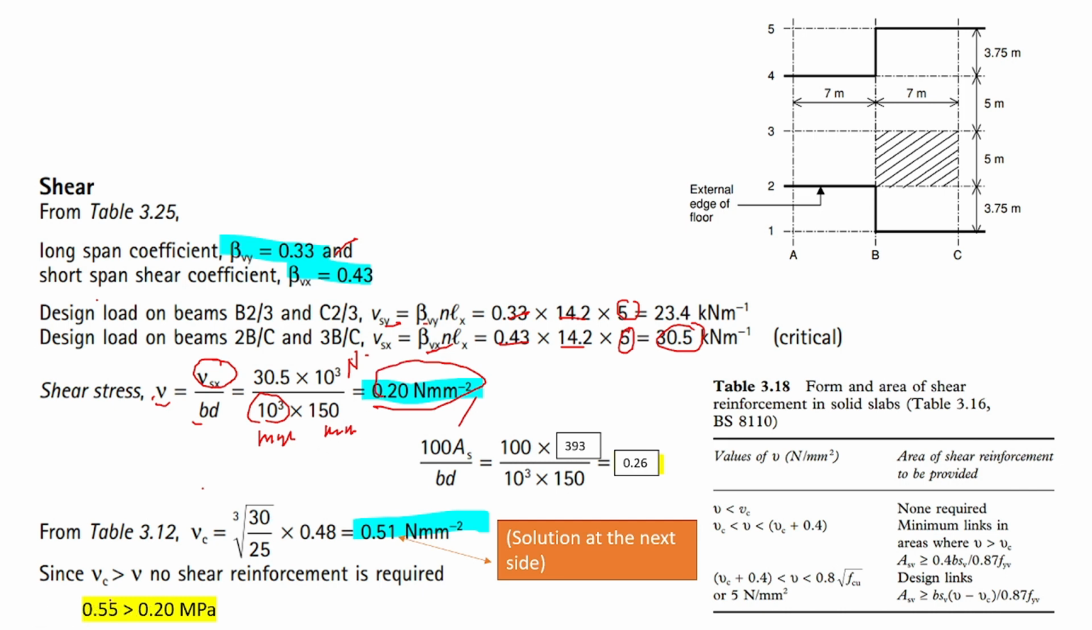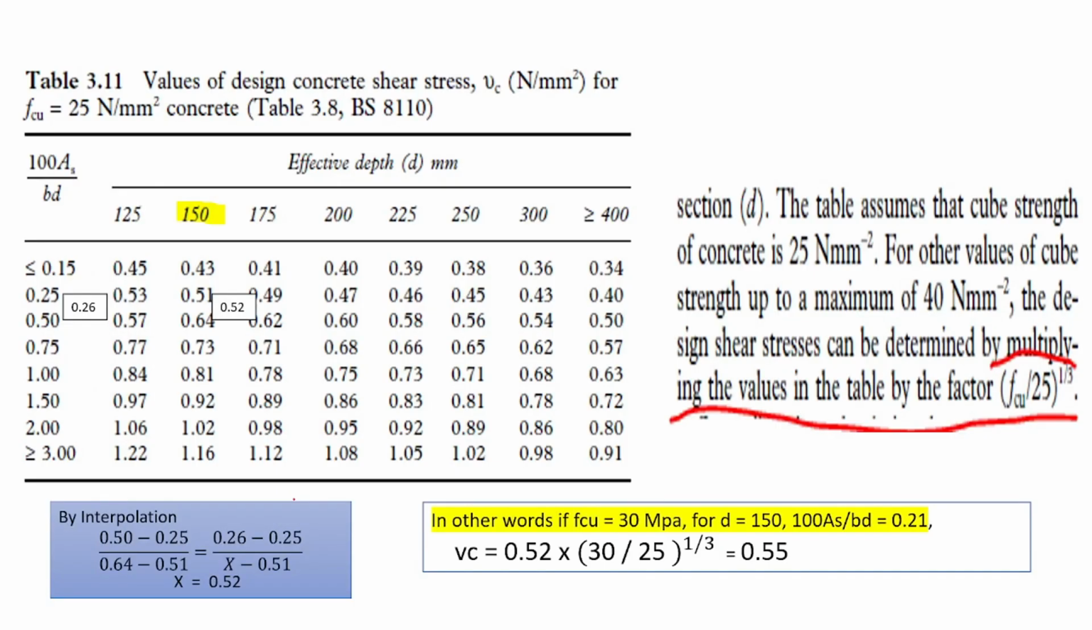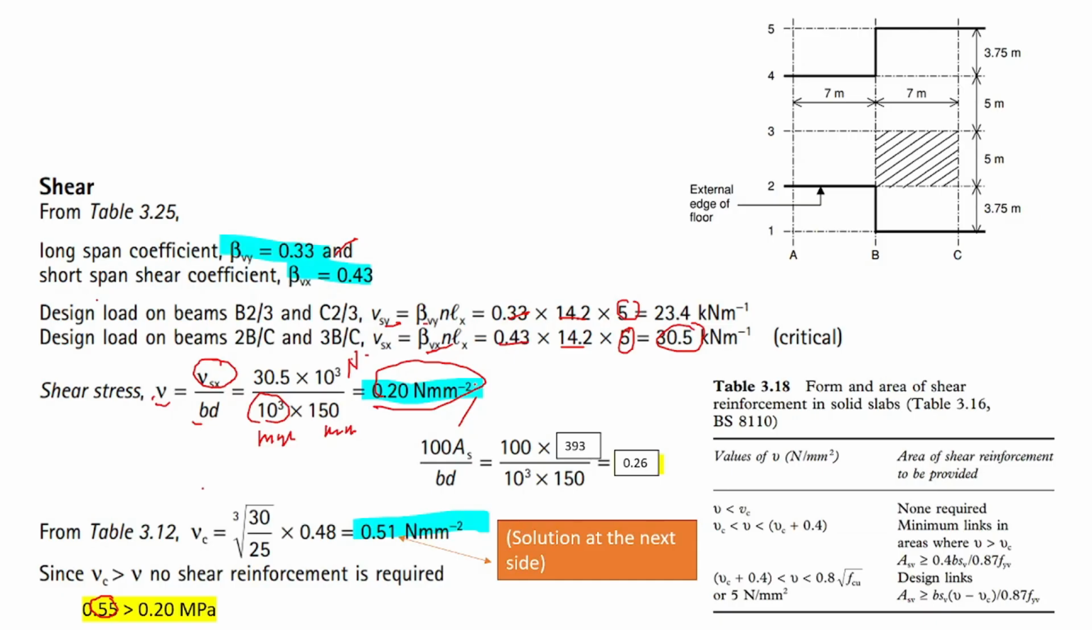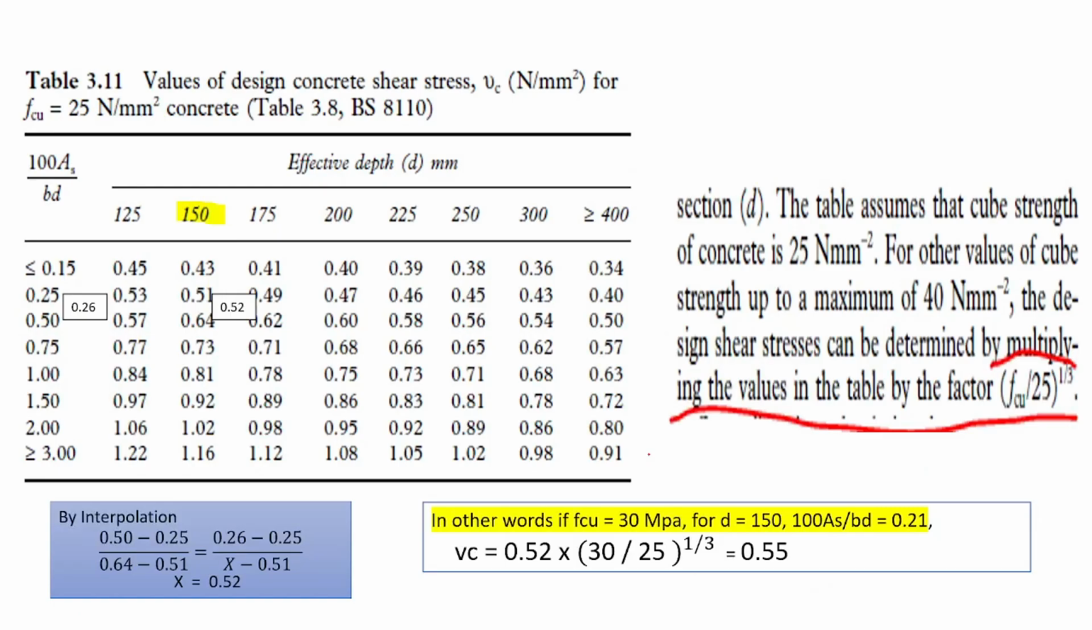Okay, we need what would be our allowable. So for our allowable, we have to calculate this one. What is 100 AS over BD if our AS is 393? So we can use this value as 0.26. 0.26 is where it's here, so we need to interpolate to get 0.52.